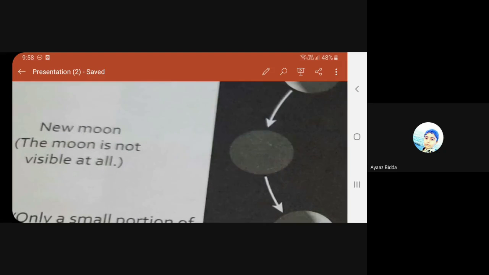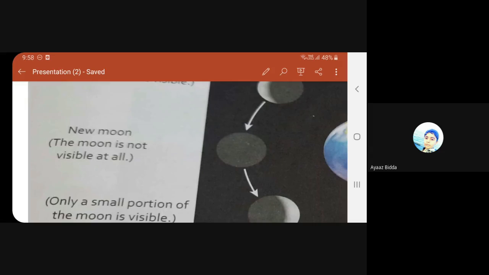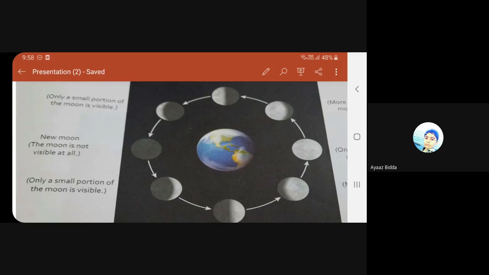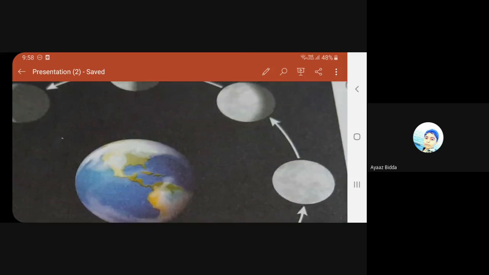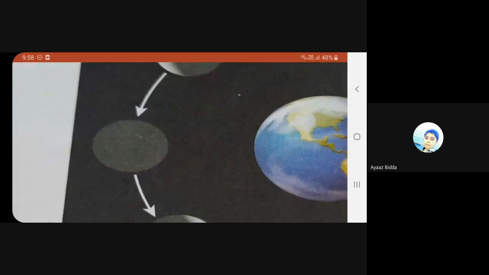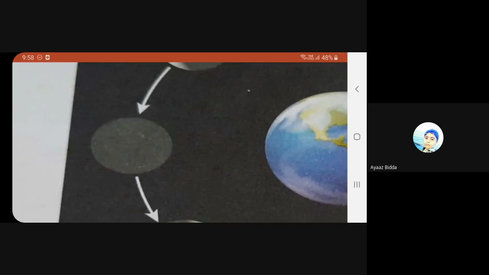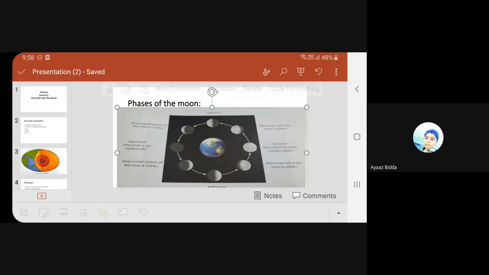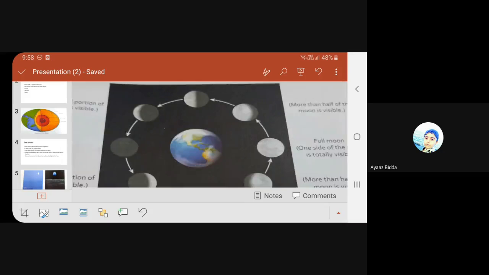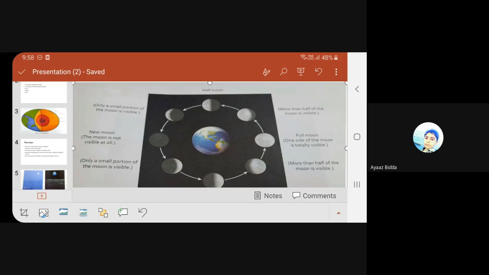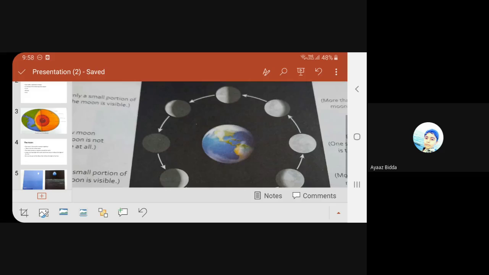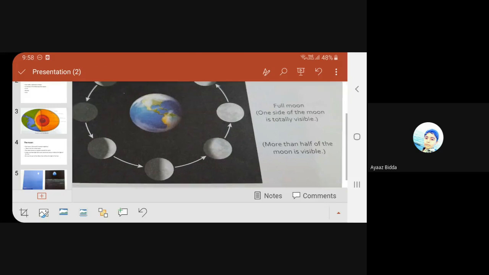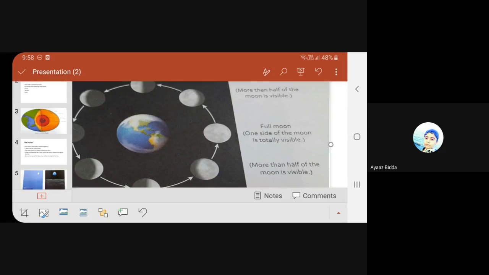Ma'am, this process is done every 29 days. Okay, and it takes place in every 15 days. If today is the full moon, then it decreases its size, and after 15 days, there is new moon. For the full process, you are correct. But after the new moon, once again it increases its size, and it takes 15 days, and once again it is full moon. Got it, beta? Understand?